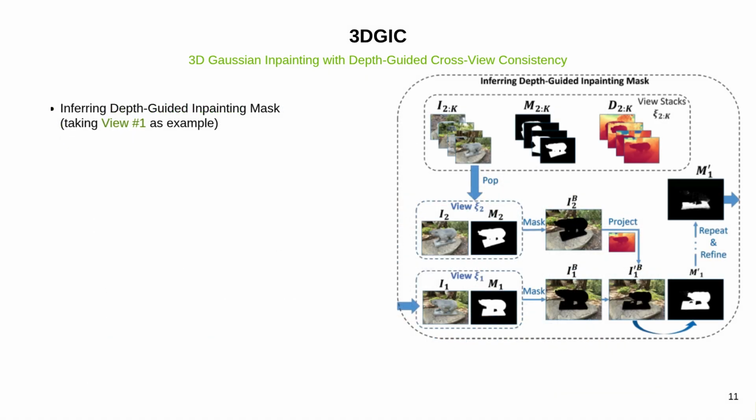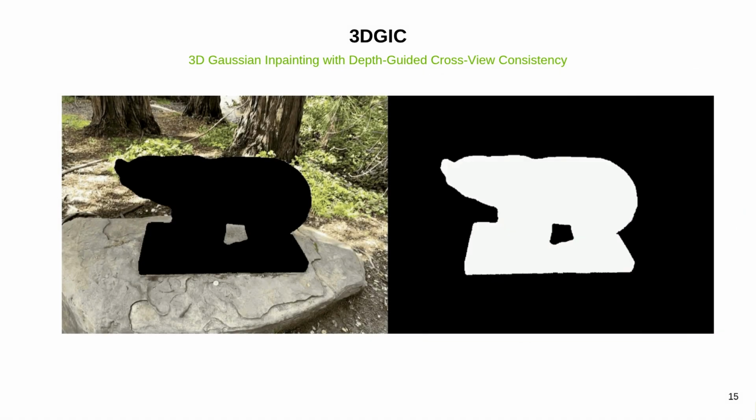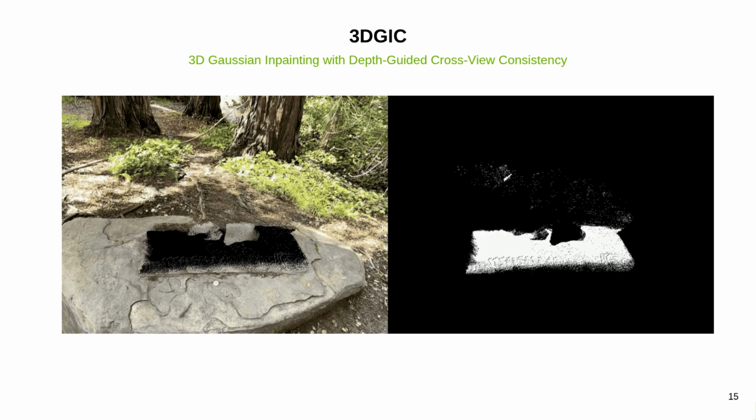Taking view number 1 as an example, our inferring depth-guided inpainting mask process extracts background pixels from other views, which are the RGB pixels except the bear. We then use the rendered depth maps we obtained earlier to project the background pixels in other views to view number 1, and we check whether the projected pixels lie inside the masked region in view 1. If so, we update the masked image and mark the corresponding pixel position in the current mask as 0, which means the background at this pixel is observed from other views. By doing so, the mask becomes much smaller after seeing all other views.